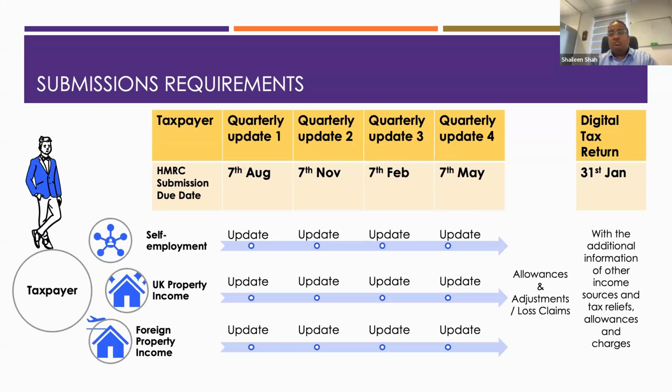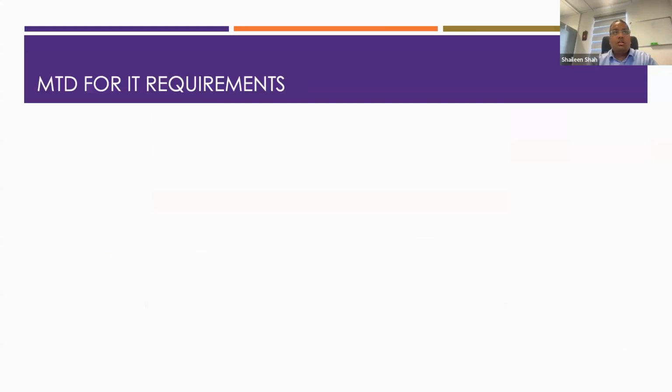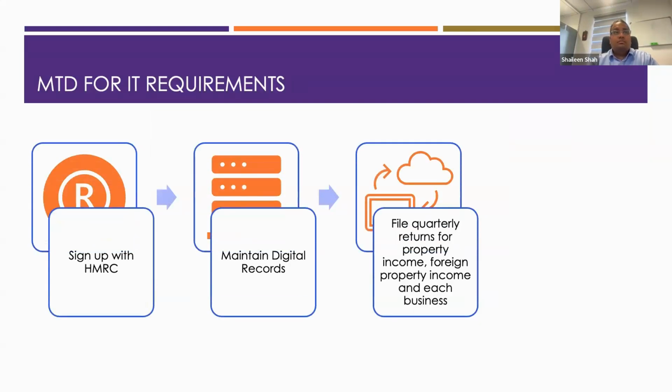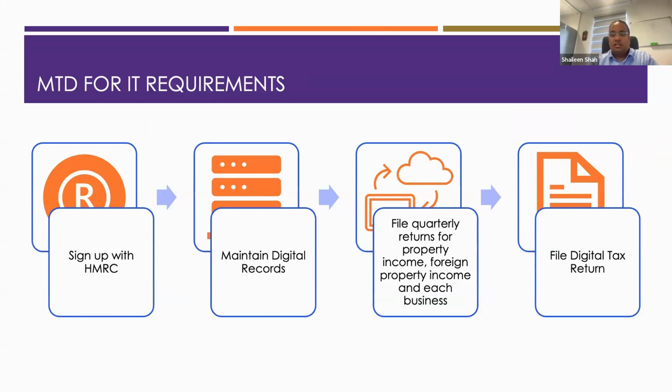The allowances and the adjustments would be made before the submission of the digital tax return by the 31st. So you could put in your income and expenses, and then at the end of the 4 quarters, when we prepare the digital tax return, we would be making the allowances and adjustments as and when required. So you sign up, you maintain the records, you file quarterly, and then the final bit is to file the digital tax return. That's pretty much what needs to be done.